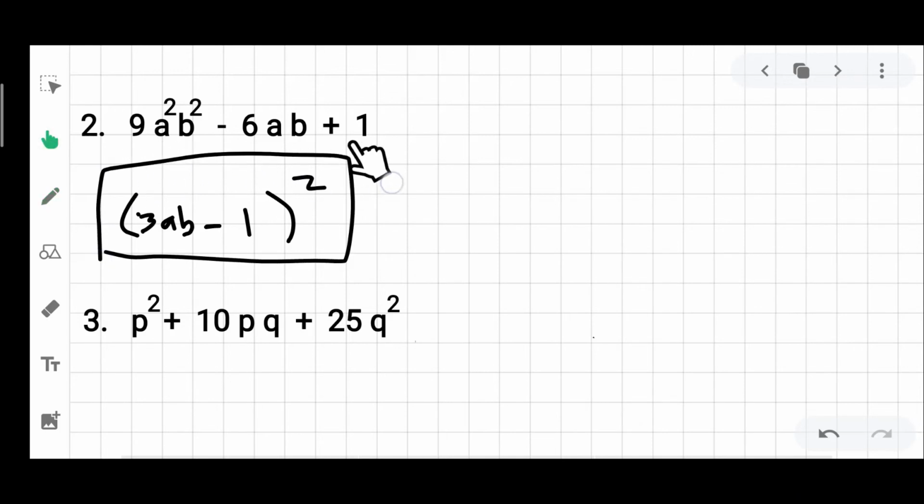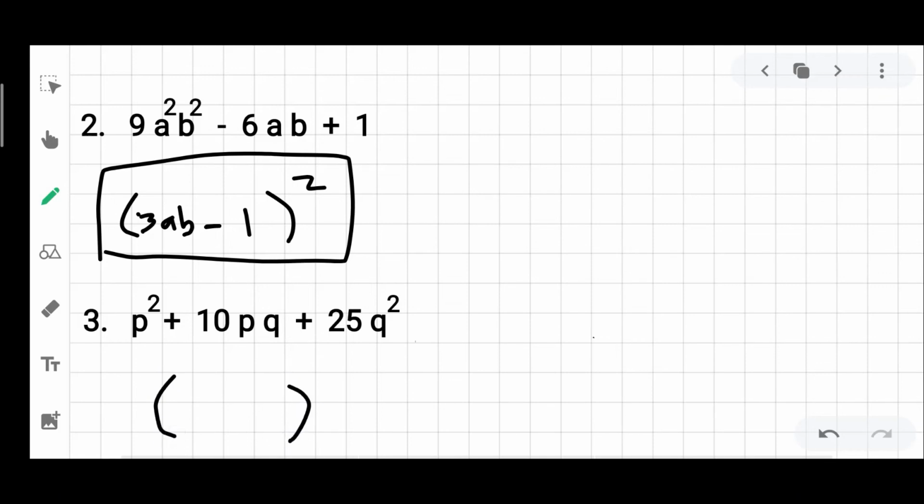Kailangan sa first and last lang kayo titingin to factor the perfect square trinomial. So itong number 3 is also an example of perfect square trinomial because p squared is perfect square, 25 q squared is also perfect square, and then yung 10pq is equal to twice the product of the square roots of the first and the third term. So therefore, we can use factoring perfect square trinomial. So, paano nga ulit?